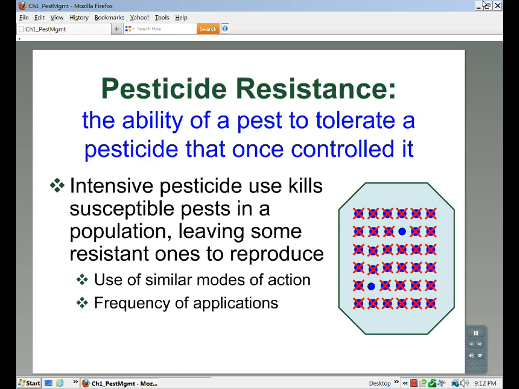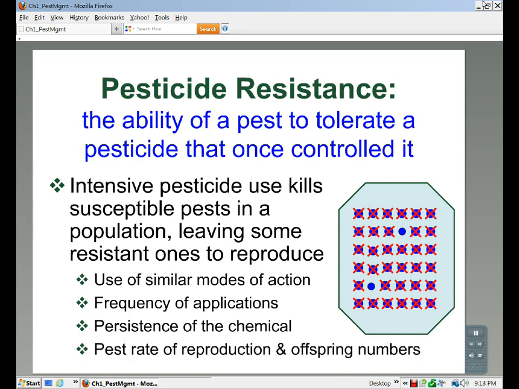If pesticides are frequently applied during a growing season, resistance can show up more quickly. Chemicals that are persistent tend to have resistance show up more readily than products that don't remain active over time. The pest biology is also a key factor. If the pest has a high rate of reproduction and reproduces often, those resistant individuals show up more quickly as the population of those individuals increases. Also, pests that have many offspring per generation tend to have a greater chance of resistance developing.